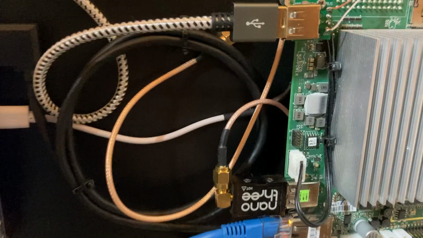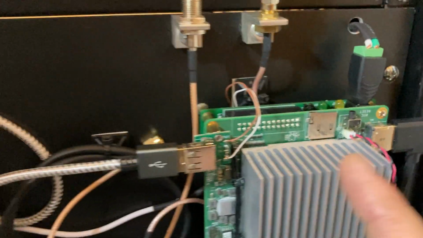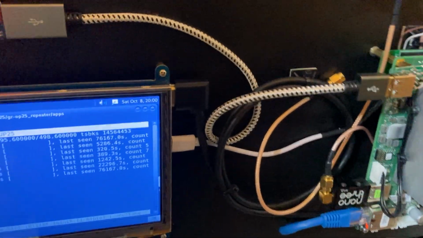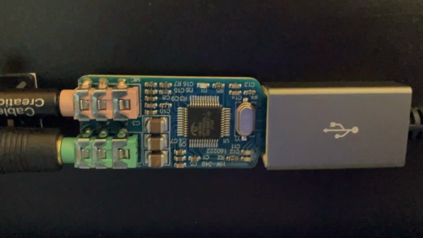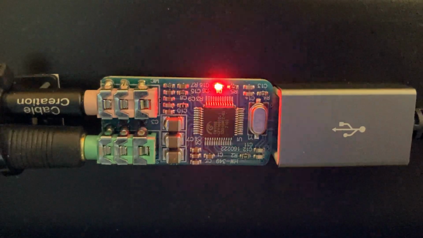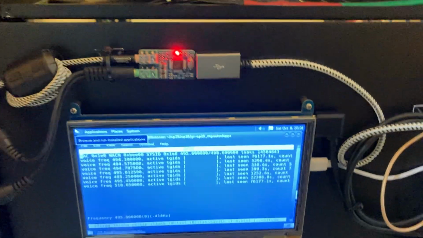Then we have it plugged into the internet, and right over here is the HDMI, and I'm running Debian 10 on this. And this is the USB sound card that I'm running. You can pick them up off the line.